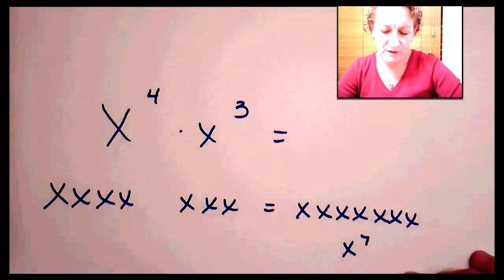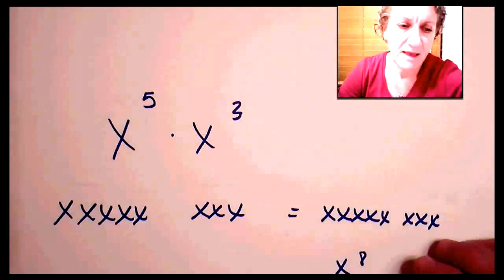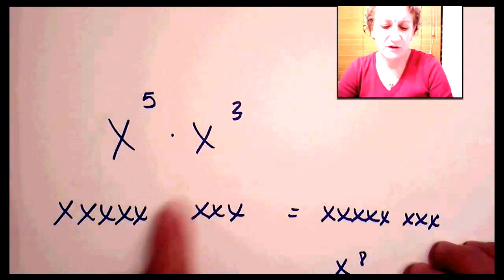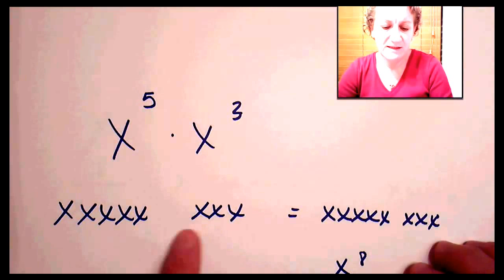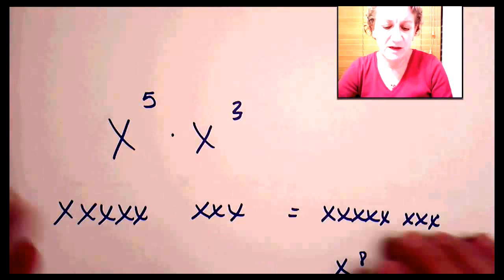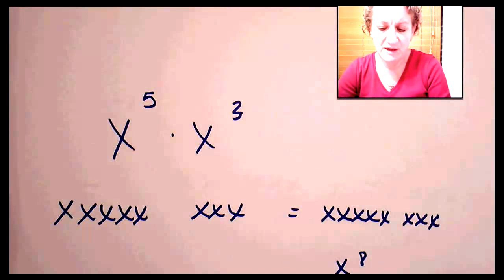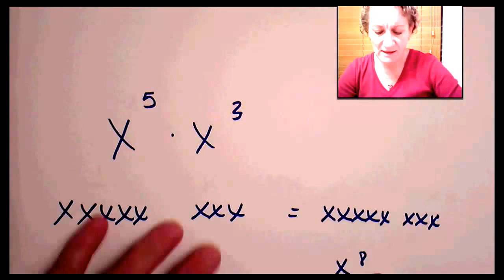So let's go ahead and do another example. X to the fifth times x to the third, 1, 2, 3, 4, 5 x's, 1, 2, 3 x's. When you multiply those together, you put them together and you end up with 8 x's, or x to the eighth.